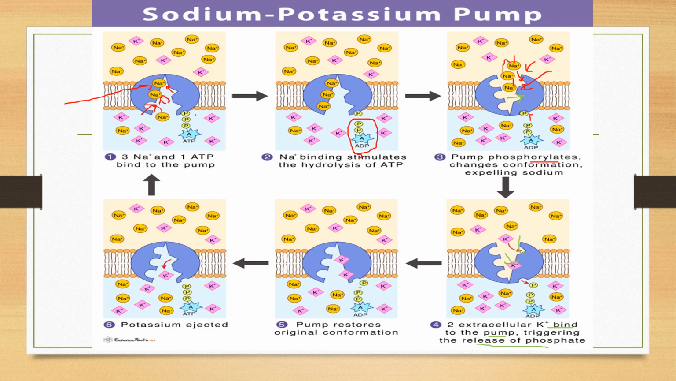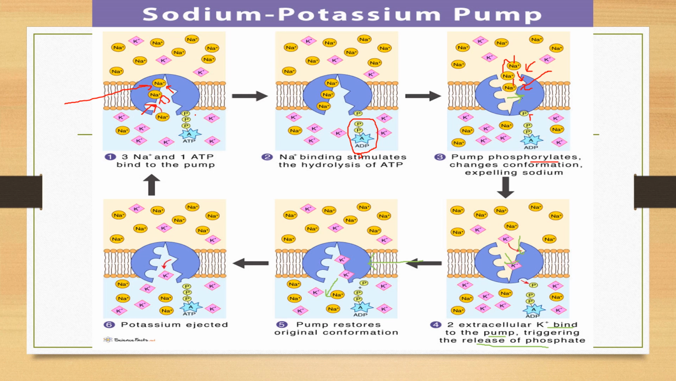After that the phosphate is released, and again the conformation of the sodium potassium pump has changed, and now again there is an opening towards the cytosol side. As you can see here, the opening is towards the cytosol side, and again in that manner the 2 potassium ions are released.